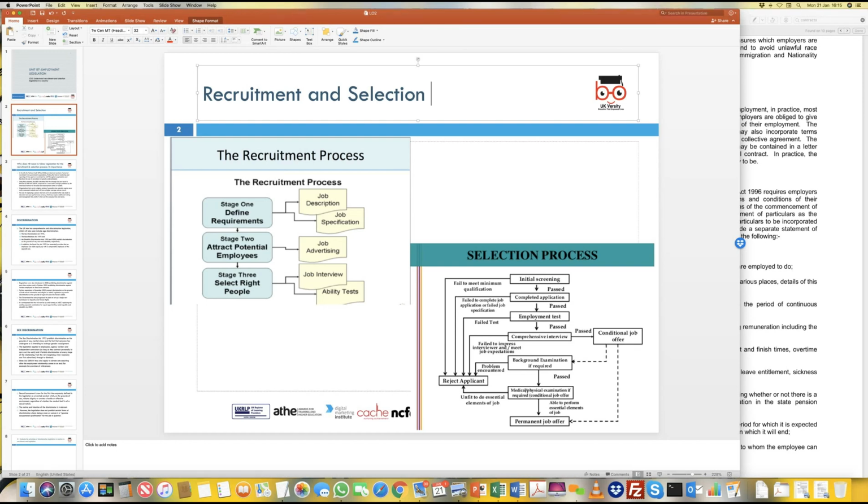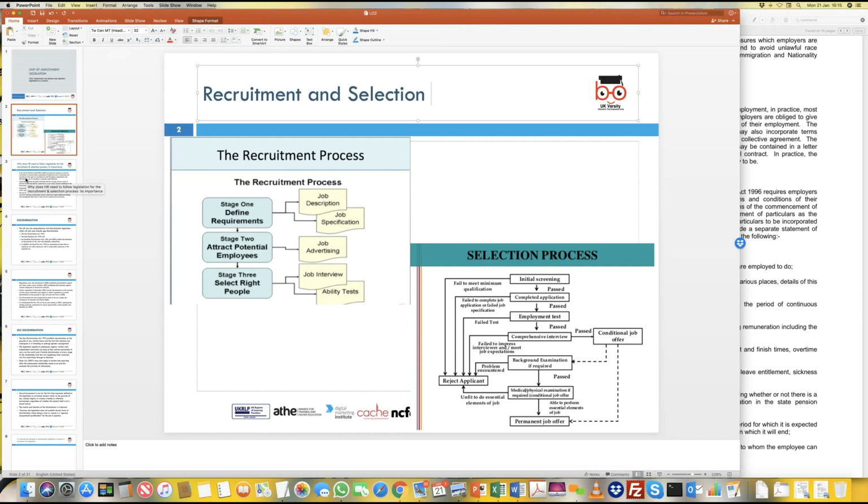That job offer letter can be conditional because if there are background checks which are in process, and at some stage medical examination or visas and other things have to be checked, then those offer letters become conditional. As long as those conditions are met, the permanent job offer then goes to the candidate.